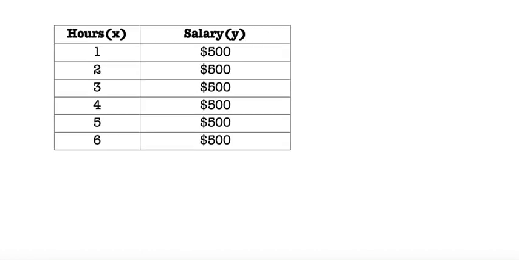So here in my table, x represents the number of hours and y represents the salary. In 1 hour, the salary is $500, 2 hours 500, and as we go down the table, we could see no matter how many hours this person works, their salary is $500. And in this case, it's most likely for a week. So the way salary works is it doesn't matter how many hours you work as long as you get the job done and you get the same payment.